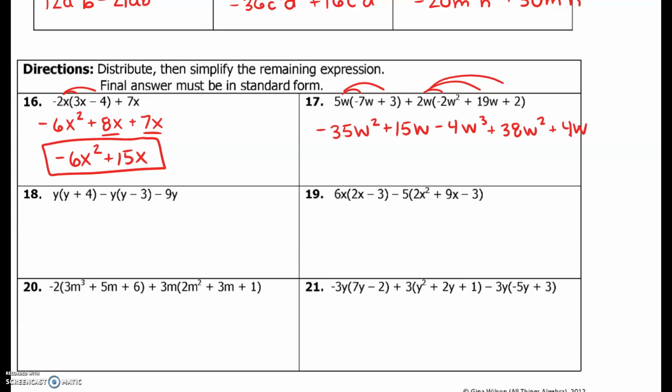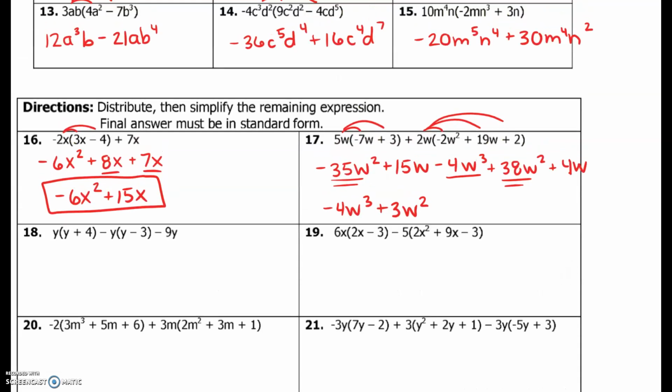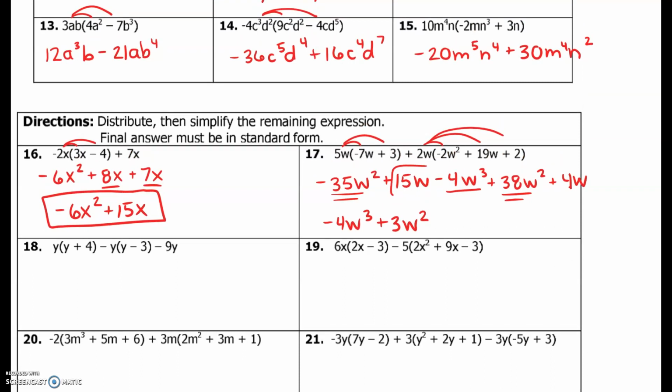Again, look for your highest exponents and work your way down. So there is 1w to the third power. That will go first. Then you have w squared. Negative 35 and a positive 38 equals a positive 3. Notice when I am adding, though, the exponents do not change. We keep w squared. And then last but not least, you have to add the w's. So 15w plus 4w would give us 19w in our final answer.